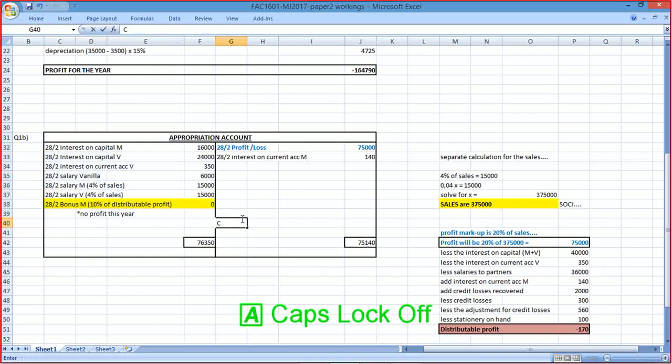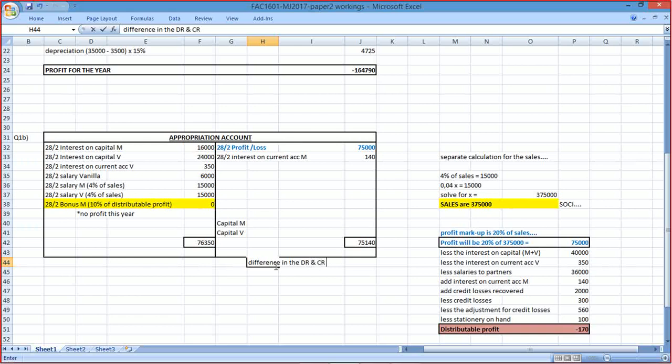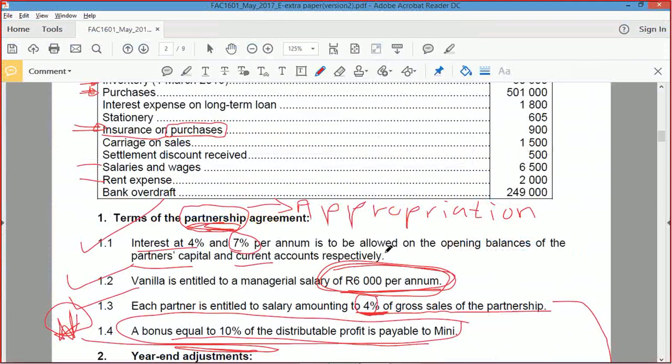So each partner, capital M, capital V, we need to work out the difference. So let's work out the difference in the DR and CR. What is the difference? Let's check. It equals 76,350 less 75,410, which is 140. Sorry, 140 gives me that figure.